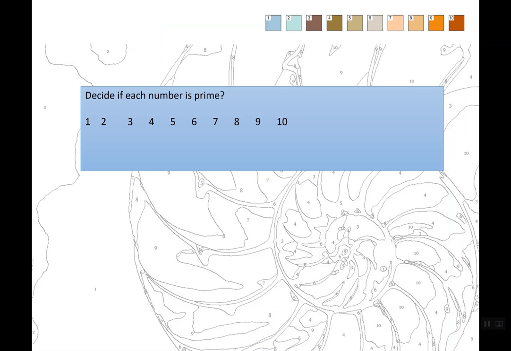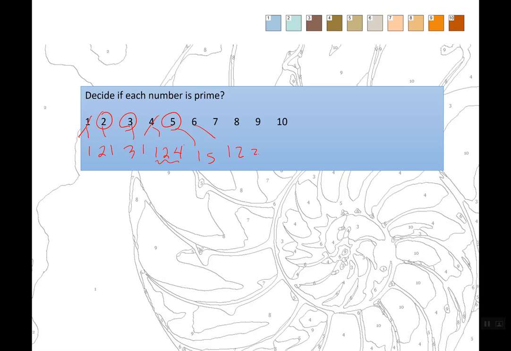What we're looking for is what factors do they have. So 1 only has the factor 1, so that's not prime. Prime has to have 2. 2 has factors 2 and 1, that makes it prime. 3 has 3 and 1, that's also prime. 4 has 1, 2, and 4. See how that's 3, so not prime. 5 has 1 and 5, so it's prime.